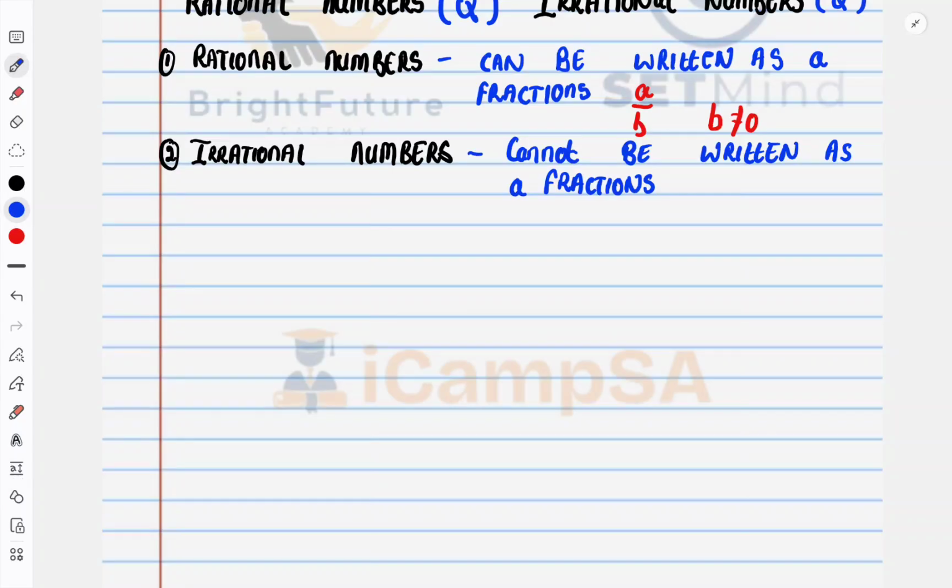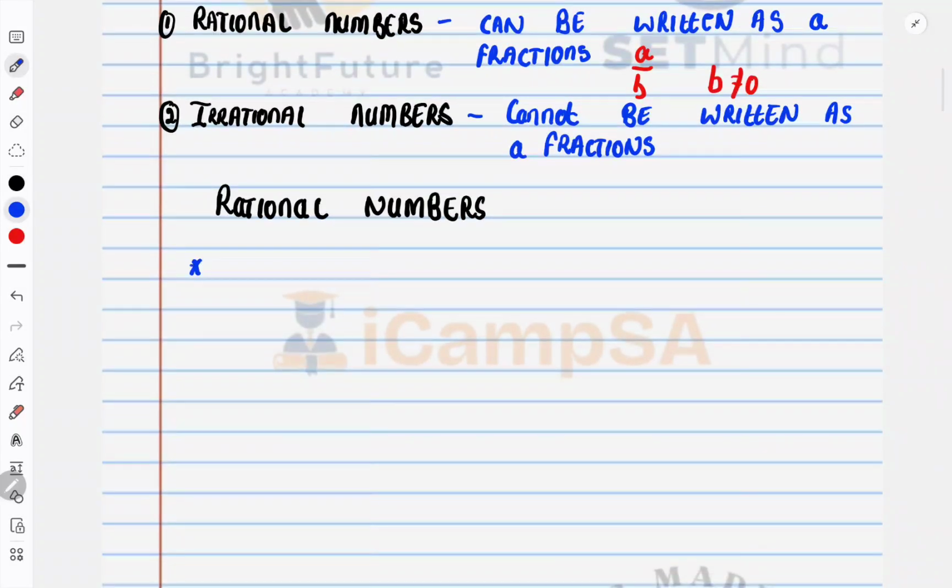To further go with rational numbers, under rational numbers we also have other number systems, which I will shortly list. We have integers, and they have the symbol Z.